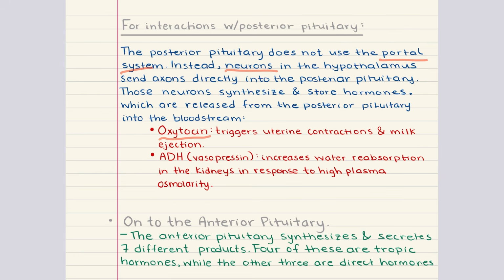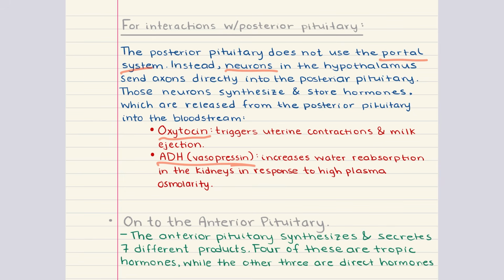Then we have antidiuretic hormone, also known as vasopressin. This increases water absorption in the kidneys, and it's released when the blood is too concentrated. It acts on the collecting ducts of the kidneys, and that makes them more permeable to water. So as a result, more water is absorbed back into the bloodstream, and that creates the effect where your urine is really concentrated, and that helps conserve body water.